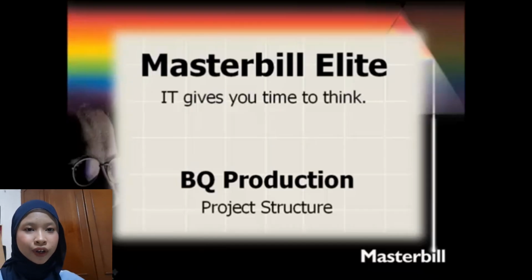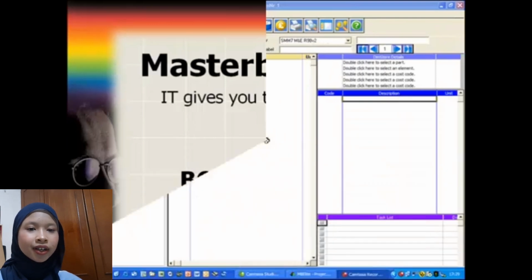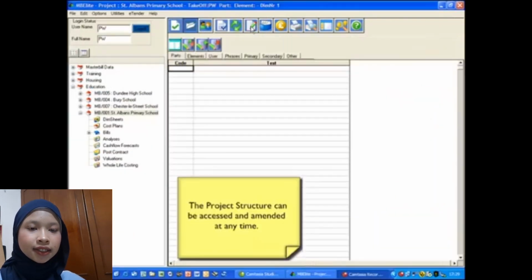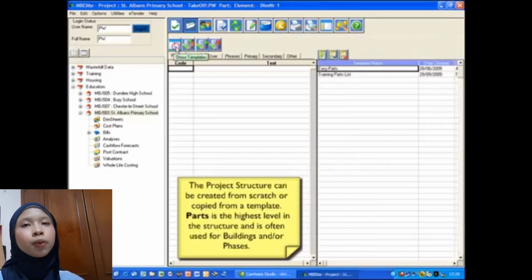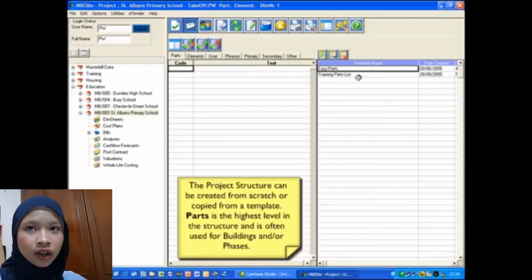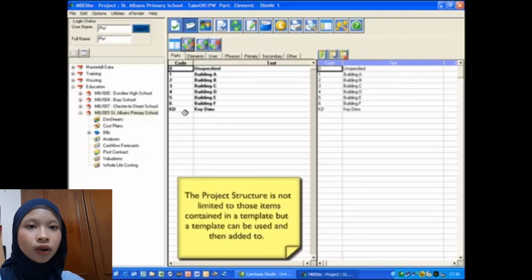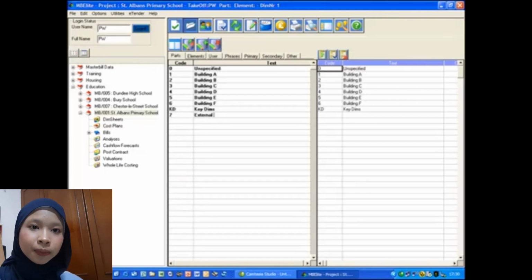Today, I will be giving you a few demonstrations on Masterbuild Elite for BQ production. Let's start off with project structure. The project structure can be accessed and amended at any time. The project structure can be created from scratch or copied from a template. Parts is the highest level in the structure and is often used for buildings or phases. The project structure is not limited to those items contained in a template, but a template can be used and then added to the description.